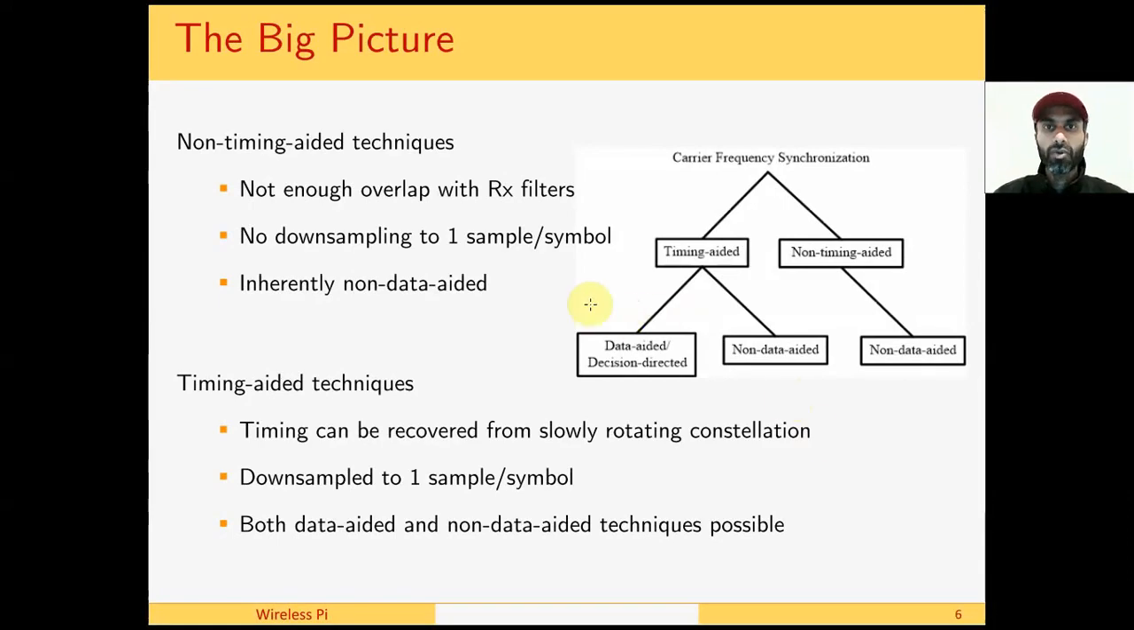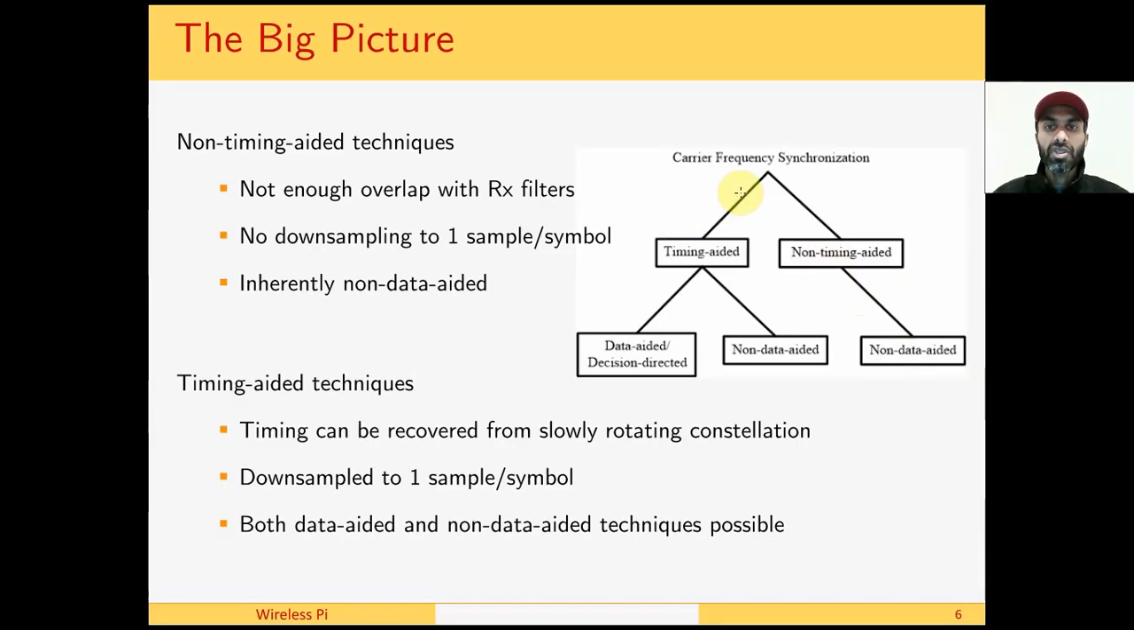The big picture follows from the last slide. For case 2, when there is not enough overlap with the receive filter of the incoming signal, then we cannot downsample the signal to 1 sample per symbol. We say that this is a non-timing aided case, and since the timing is not available, the data is not available. Remember that data is only available at 1 sample per symbol after the timing is recovered. Otherwise, we do not know which sample corresponds to our modulation symbol.